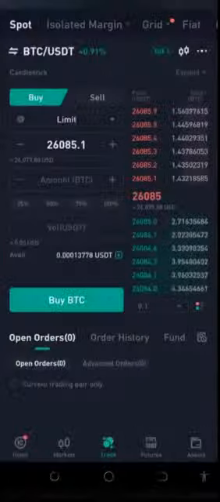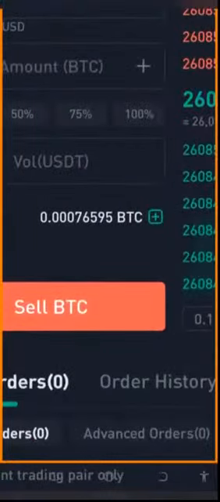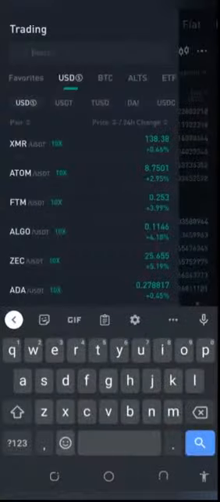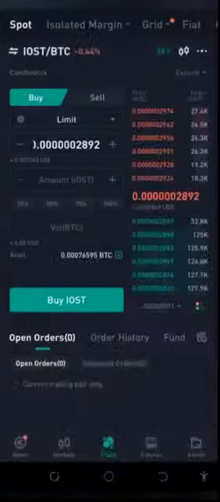I'll be back after my verifications. Okay, I'm back and it looks like we have bought it. Good. So we bought it right now. And the next thing we need to do is to quickly rush down to IOST BTC. Okay, IOST BTC, where art thou? Okay, this is it. Let's go ahead and see.